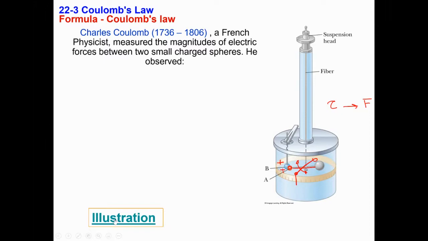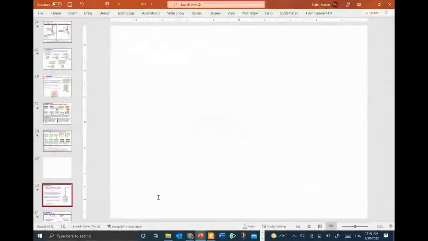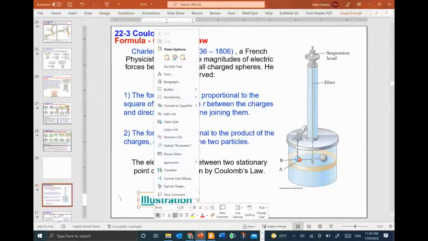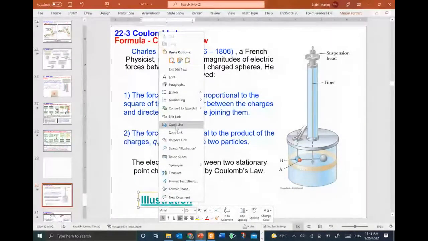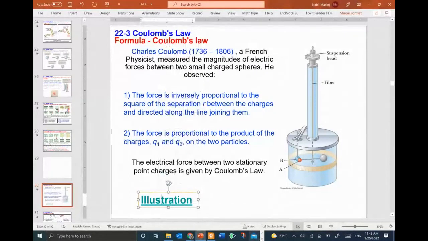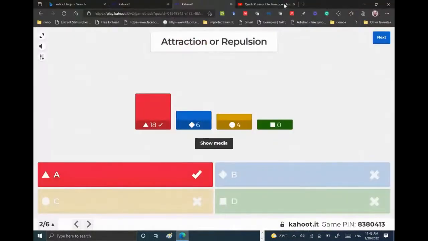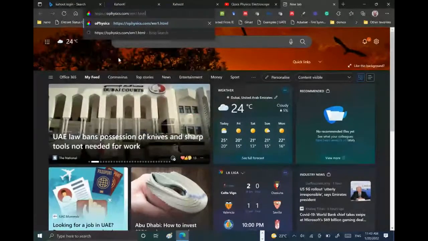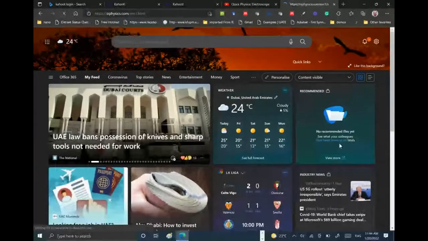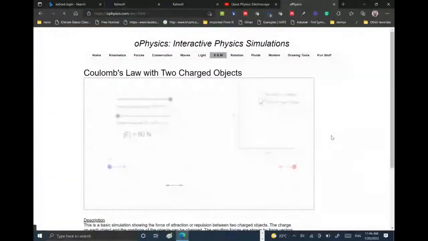Well, let's do this illustration here. Let's do a similar experiment to what he did, and try to see what he observed. So let's do the experiment that he did.